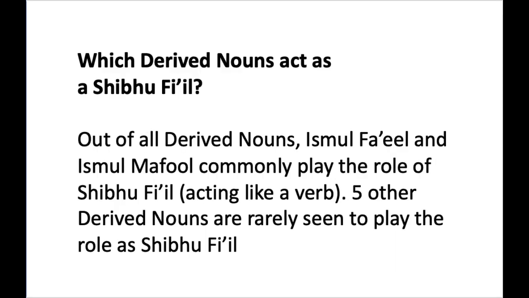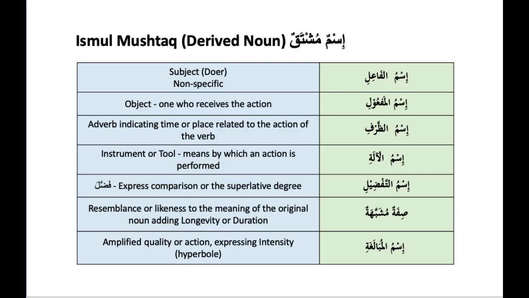We have learned that Ismul Mushtaq or derived noun can act as shibu fa'il, and we know that shibu fa'il is not actually a fa'il but acting like a fa'il. Out of all derived nouns, Ismul Fa'il and Ismul Mafool commonly play the role of shibu fa'il, acting like a verb. Five other derived nouns are rarely seen to play the role as shibu fa'il.